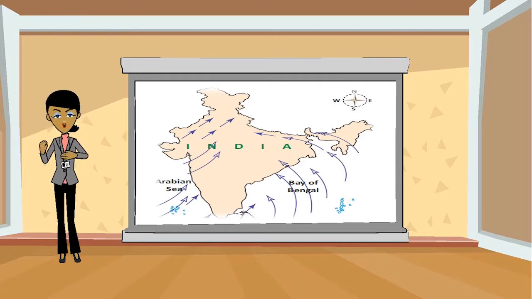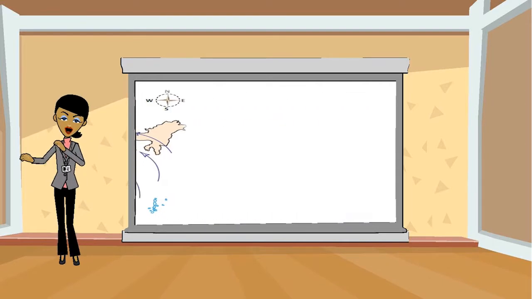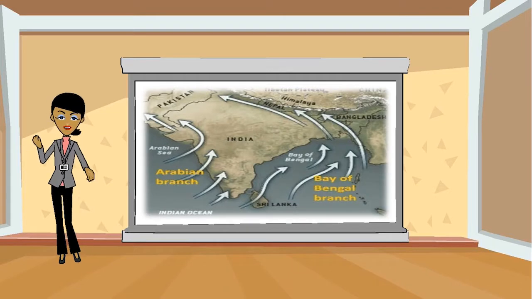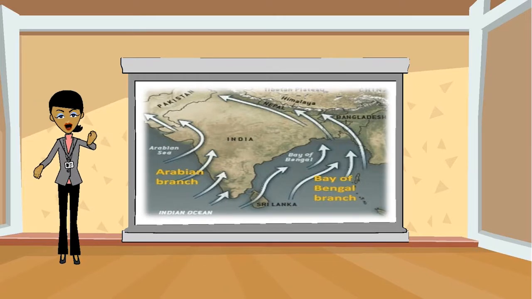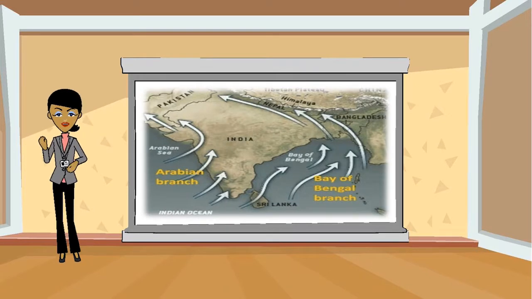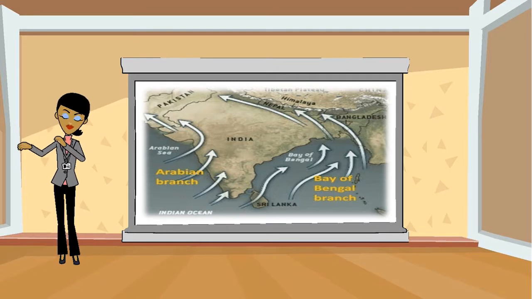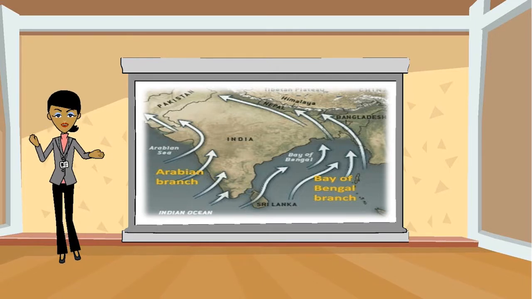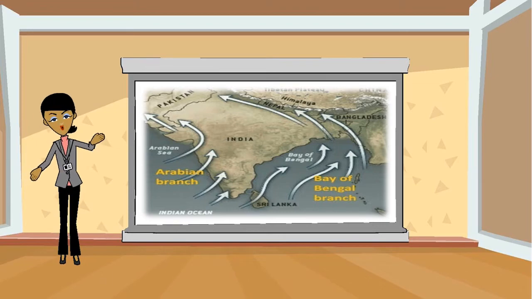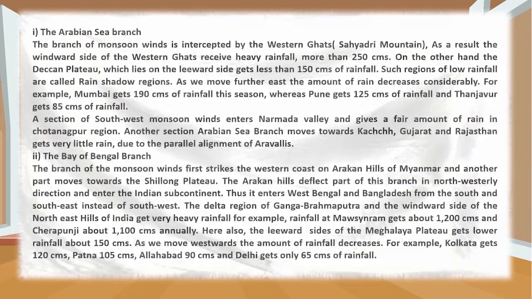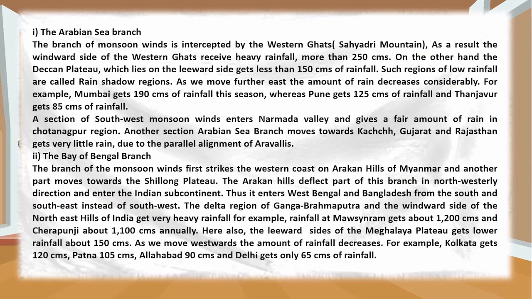of rainfall. A part of the southwest monsoon winds enter the Narmada Valley and give moderate amounts of rain in the Chota Nagpur region. Another part, the Arabian Sea branch, moves towards Kutch, Rajasthan and Gujarat and gives very little rain due to the parallel alignment of the mountains to the winds.